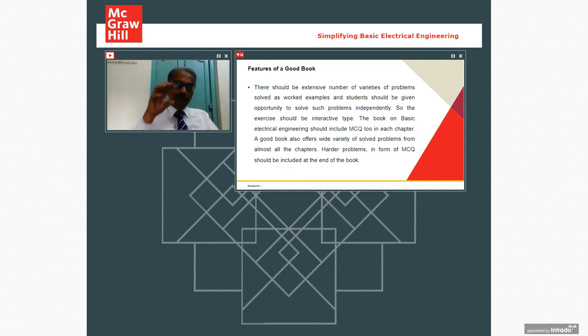Because an MCQ that was set in, say, 2014 will not be repeated. But once you know the concept, you may find the same concept repeated in a different way. So if your concept is clear, you can solve any problem on that topic. So it is very important that in your MCQs, you try to solve many problems, not only the theory problems but also the numerical problems. Intelligent types of problems you must see.